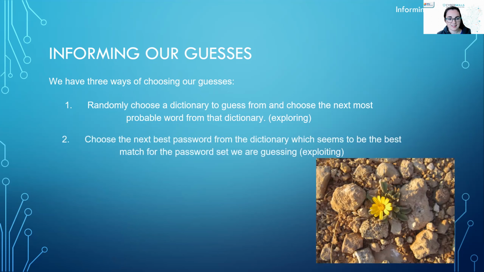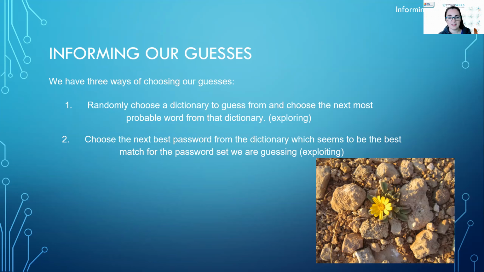And the second way is that we choose the next best password from the dictionary that seems to be the best match. So we just say, okay, whatever dictionary was weighted as having the highest weighting, we're just going to use that for our next guess. And this is called the exploiting method.